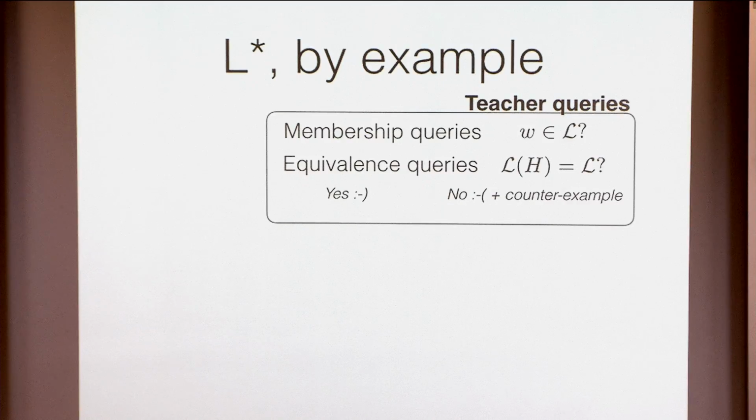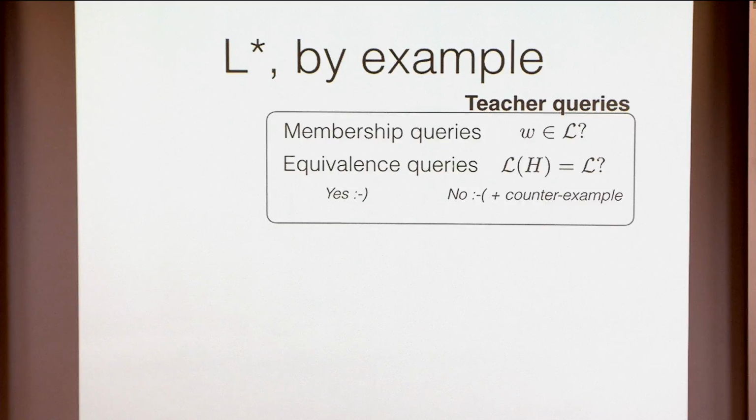So this setup of having a teacher is an ideal setup. And as you can imagine, in actual verification tasks, you won't have a teacher. I mean, it's a black box system. You don't know what's running in there. So membership queries are easy to implement. Equivalence queries are not so easy to implement.